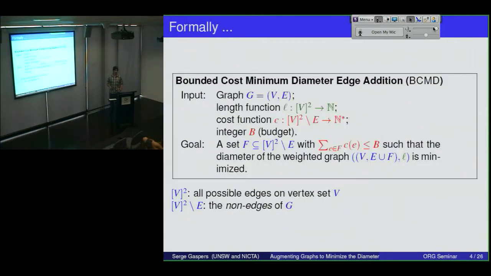So formally, we have the following problem. The input is a graph G. We have a length for each possible edge and non-edge in the graph. We have a cost for all the non-edges that we could actually add to the graph. And we have an integer budget. Just for notation, this V squared denotes all possible edges on the vertex set V. And so V squared minus E denotes the non-edges, the edges that are not actually present in the graph and that we could add. Each of those has a cost, and we want to minimize the diameter of the resulting graph, where we look at the weights defined by this length function.